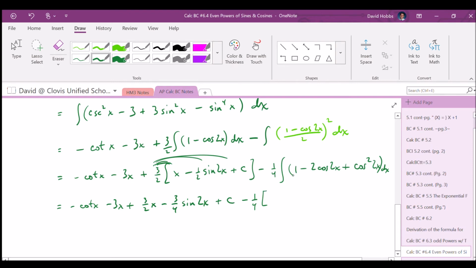So I would have x, and let's see, negative 2 cosine 2x. So that's going to be, now I can see the derivative of the guts right there, the 2. So negative sine 2x. So the derivative of negative sine 2x is negative 2 cosine 2x. So that's nice right there. Okay.